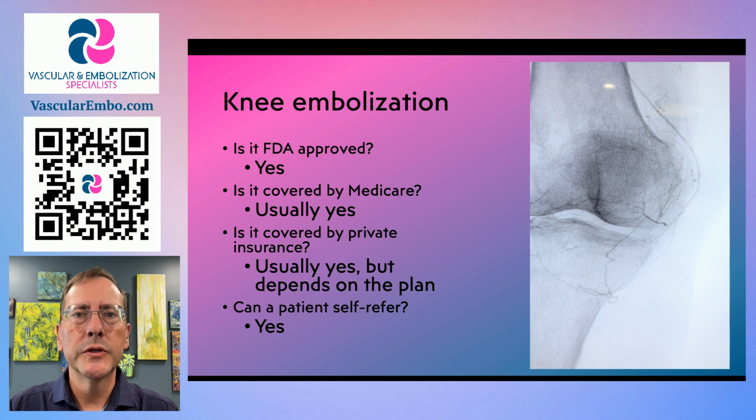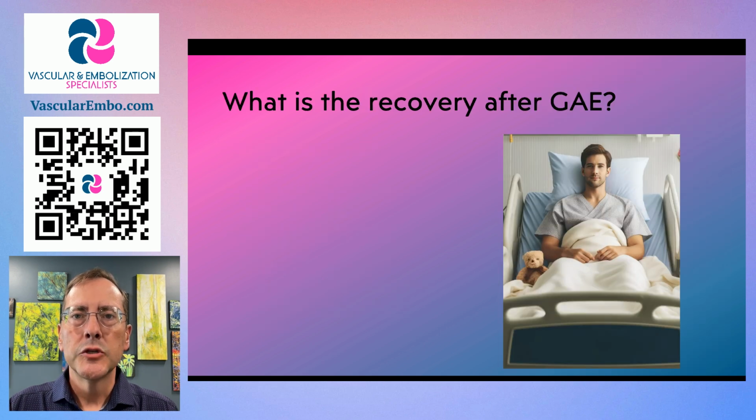In this image off to the right, you can see where the yellow arrow is. That's showing you the tip of one of the microcatheters in a patient that we were treating. It shows you how truly small that tube is that's injecting these particles into those abnormal branches feeding the arthritic changes in the knee. So what's the recovery after the procedure itself?